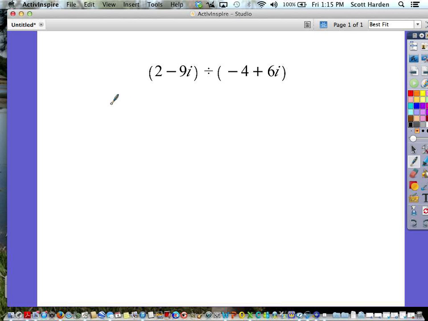Anyway, Friday we went over dividing complex numbers, and if you will recall from Friday, we have 3 steps to dividing these complex numbers. The first step is to write this as a fraction. So I'm going to do that right here. Step 1, I'm going to say 2 minus 9i over negative 4 plus 6i.